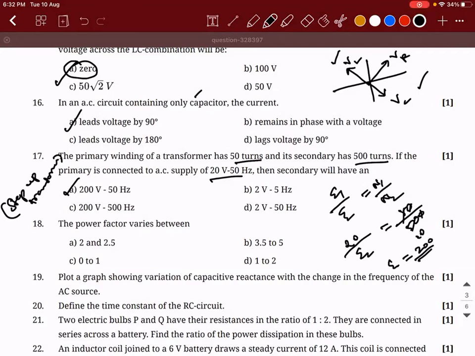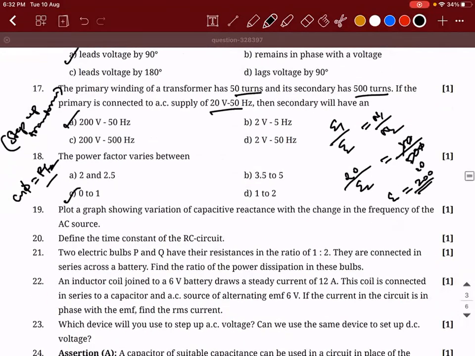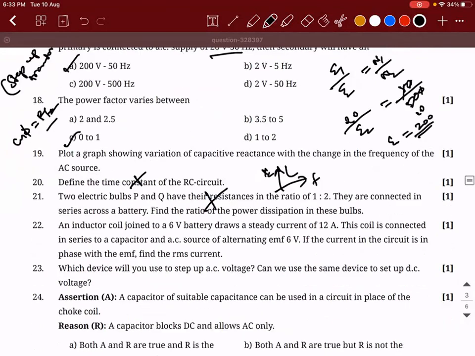So the power factor varies between 0 to 1 because cos phi is equal to R by Z, and cos lies between -1 to 1, but power factor won't be negative, so it will be between 0 to 1. So plot the graph showing the variation of capacitive reactance versus frequency. It will be a decreasing graph. Next, the time constant of the RC circuit not needed. So this is not from this chapter.